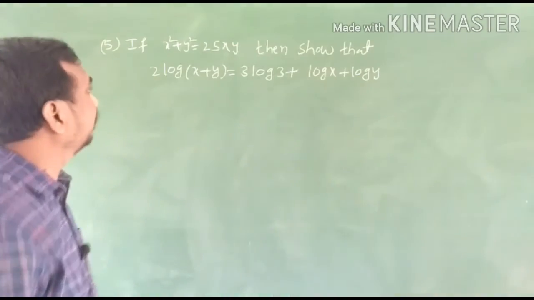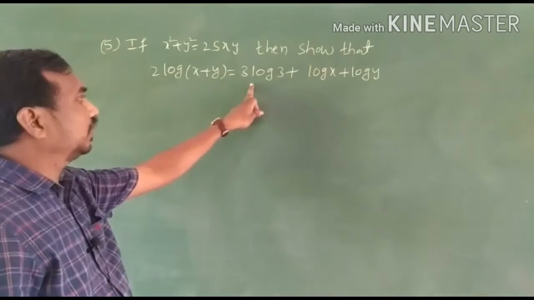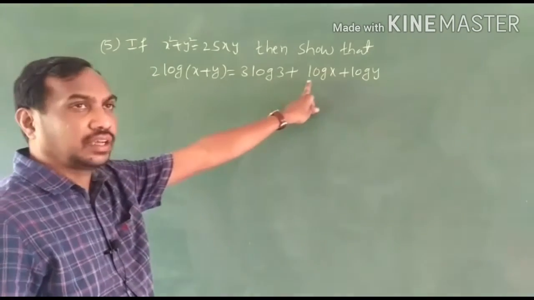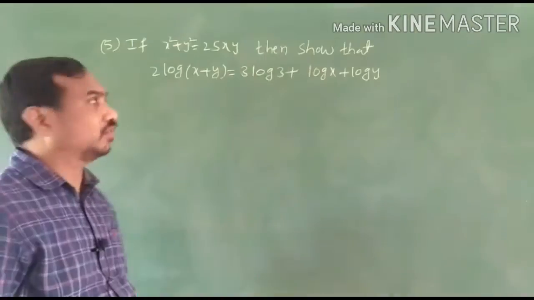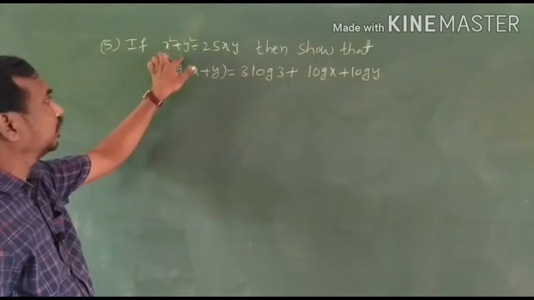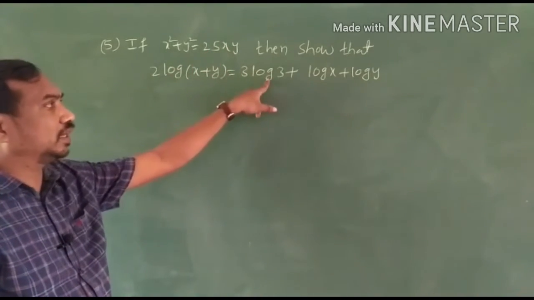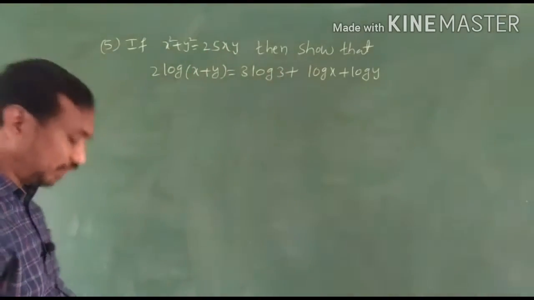If x square plus y square equal to 25xy, then show that 2 log x plus y equal to 3 log 3 plus log x plus log y.